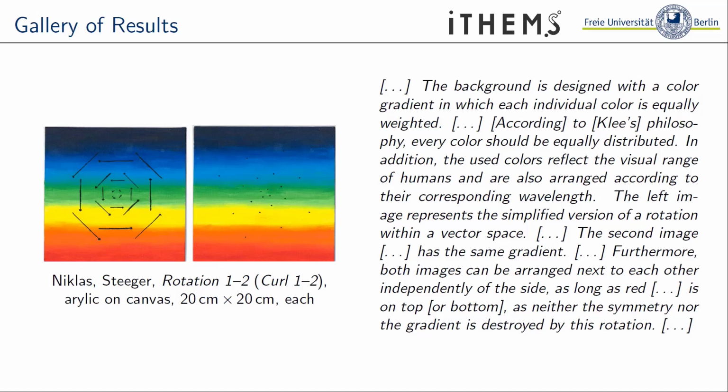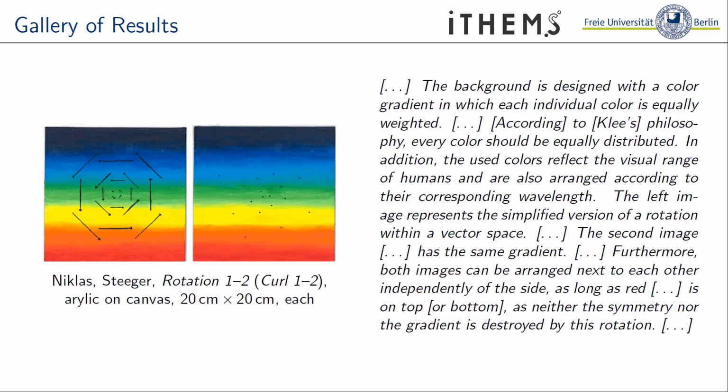The background is designed with a color gradient in which each individual color is equally weighted. According to Klee's philosophy, every color should be equally distributed. In addition, the used colors reflect the visual range of humans and are also arranged according to their corresponding wavelength.